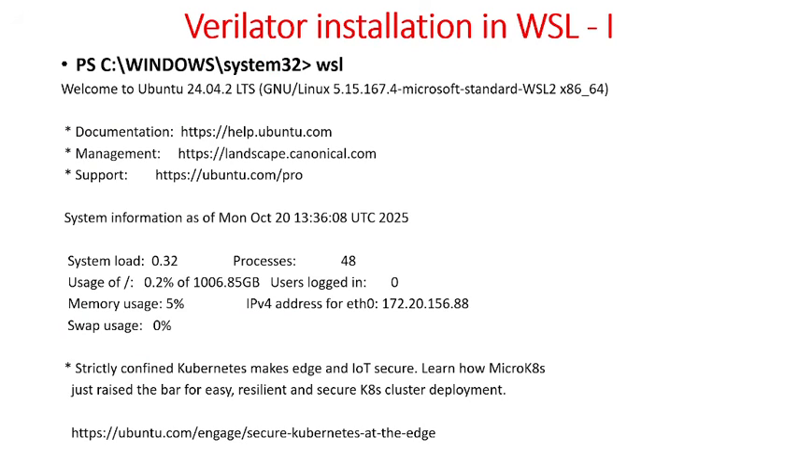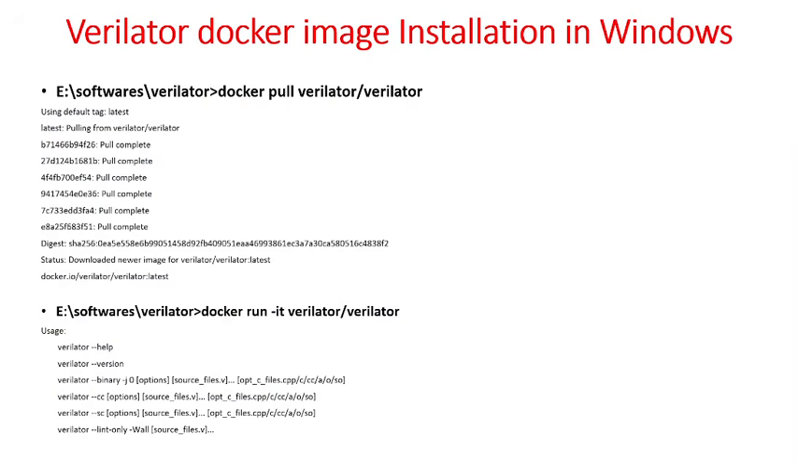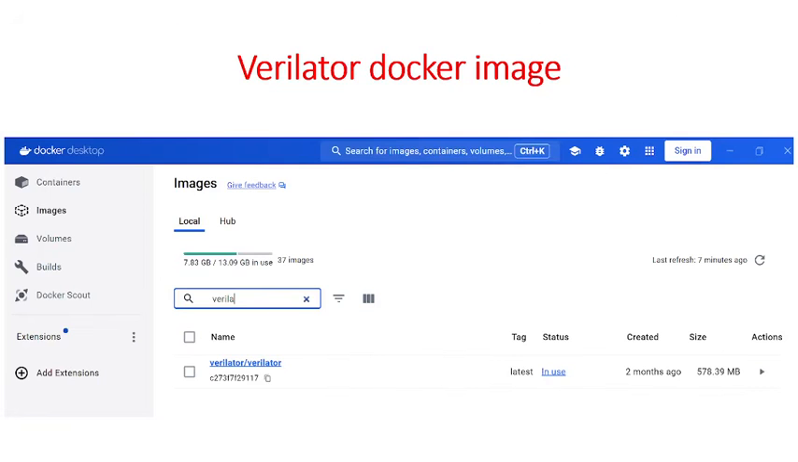Then the installation in WSL comes later. Basically, what we are understanding is that for installation of Verilator with Docker Desktop, we can install using docker pull verilator/verilator, and docker run can be used to run examples using the Verilator image. Then the Verilator Docker image can be checked this way: once you open Docker Desktop and type Verilator, it will show you whether the image is really present or not.